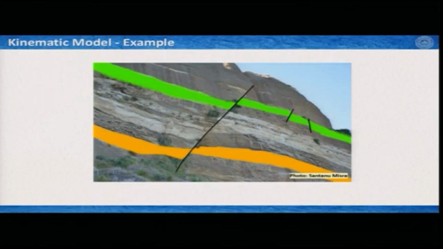This is a field photograph, and looking at it, I color coded the two layers with green and orange, and this is the displacement plane that has happened. So, just looking at this geometric model, you can quickly say that this entire block has moved in this direction relative to the other block. Once you interpret this, you are actually working on a kinematic model.